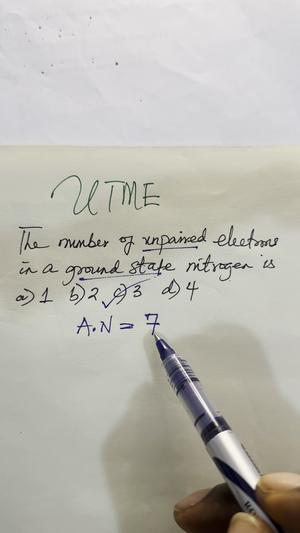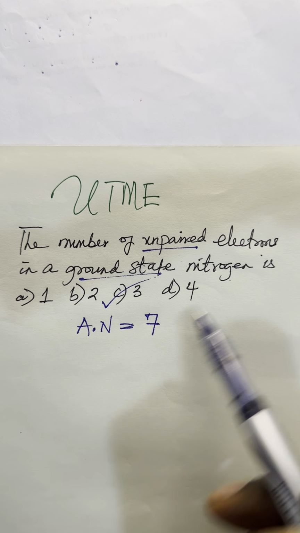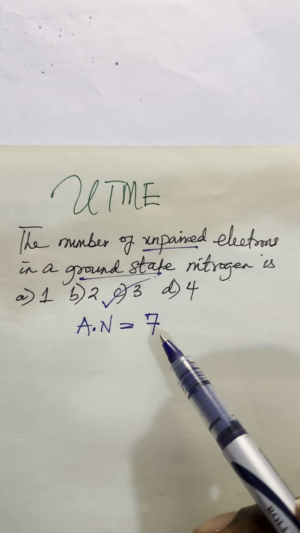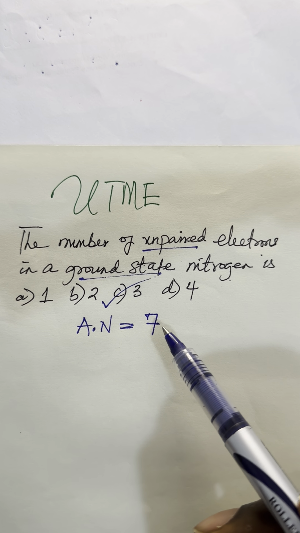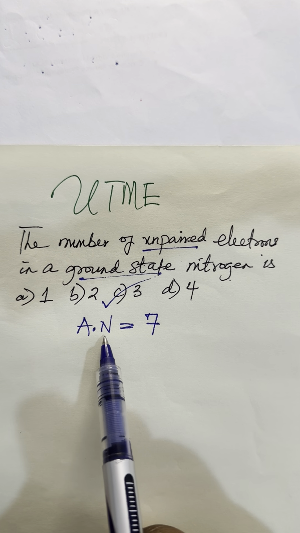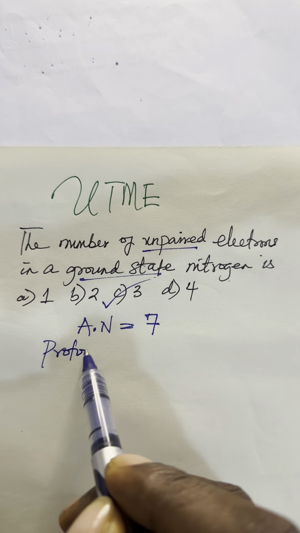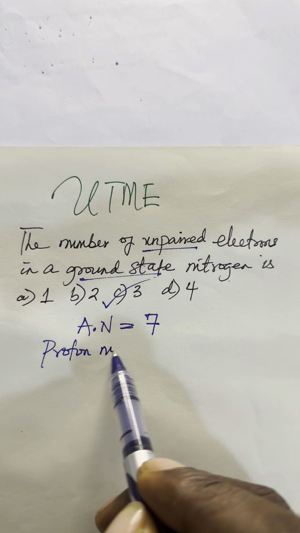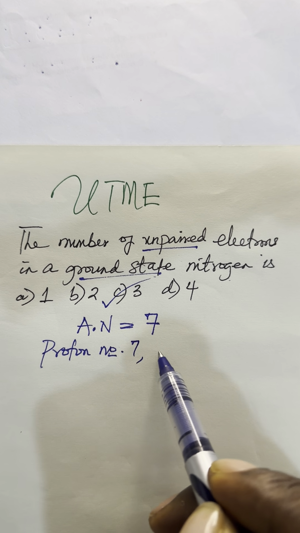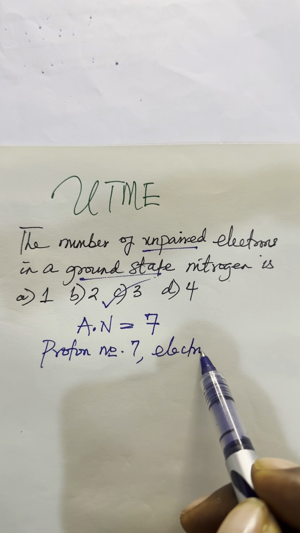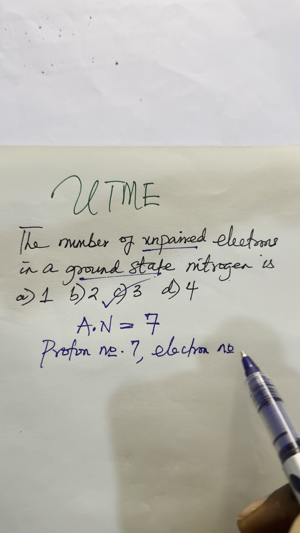If you don't know how it happens, go and check your periodic table, because I want to make this video as short as possible. So if the atomic number of nitrogen is 7, it means the proton number of nitrogen will also be 7. The proton number is also 7. The electron number of nitrogen is also 7.